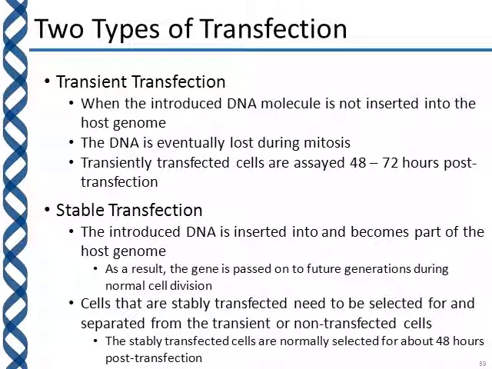There are also then stable transfections. In this case, the introduced DNA is inserted into and becomes part of the host genome. As a result, the gene is passed on to future generations during normal cell division. Cells that are stably transfected need to be selected for and separated from the transient or non-transfected cells. The stably transfected cells are normally selected within about 48 hours post-transfection.